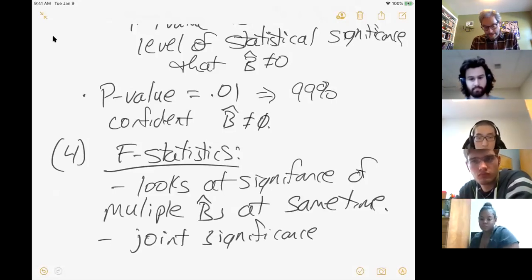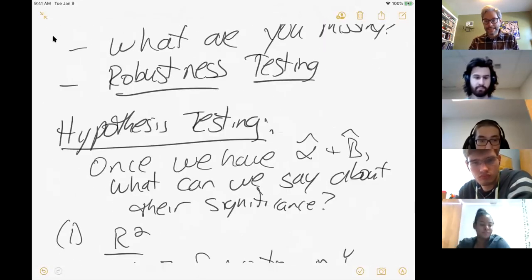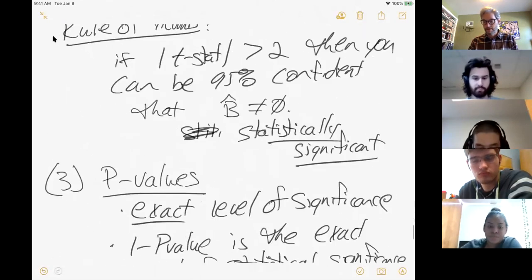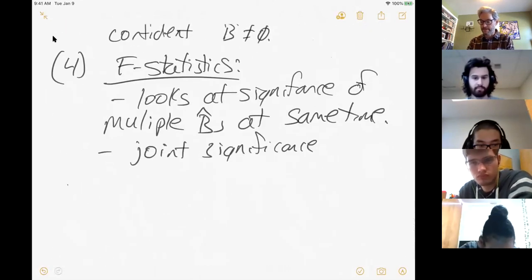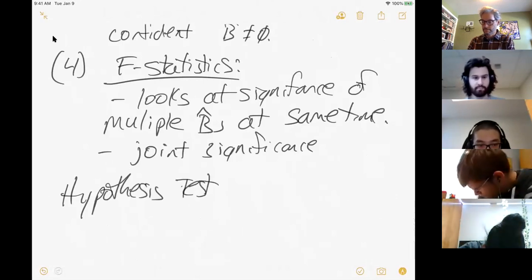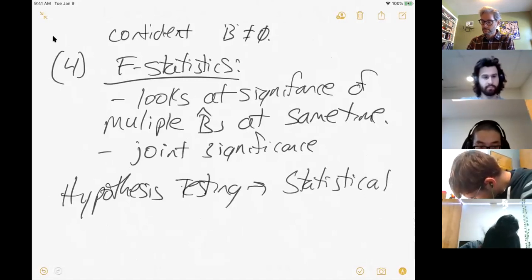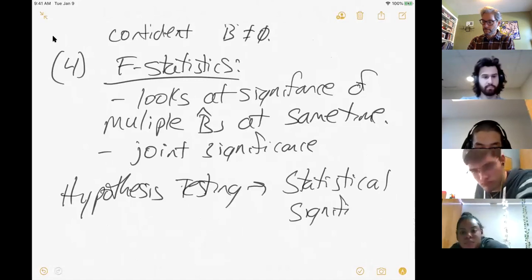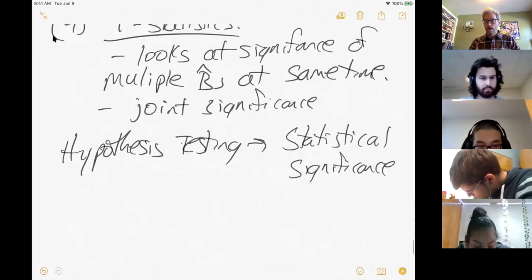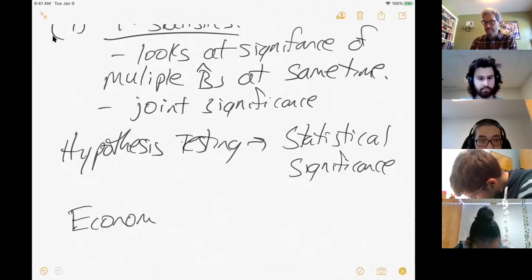Okay, one last thing, and then I promise I'll let you go. When we talk about hypothesis testing, this is all about statistical significance, right? Statistical significance. But as economists, I also want us to think about something called economic significance.